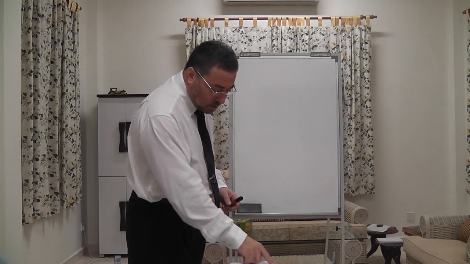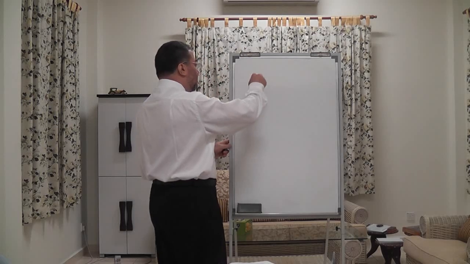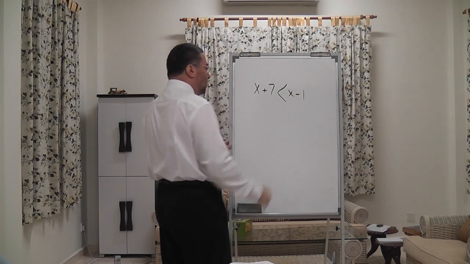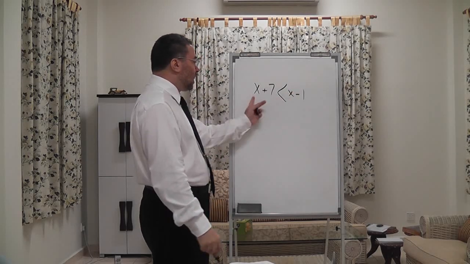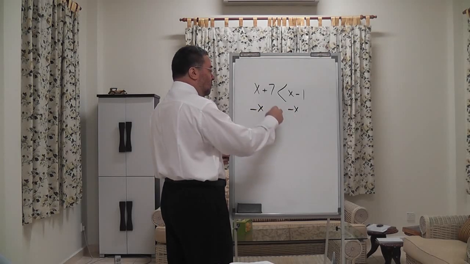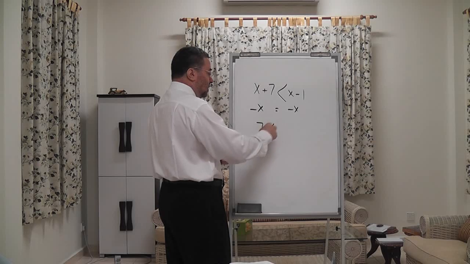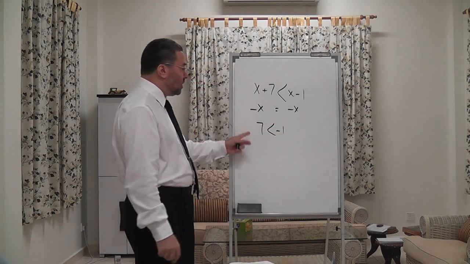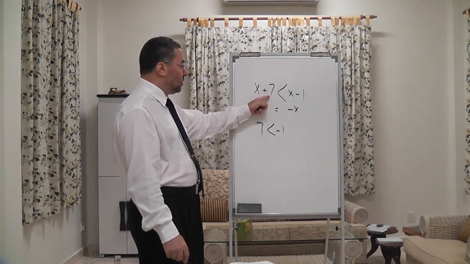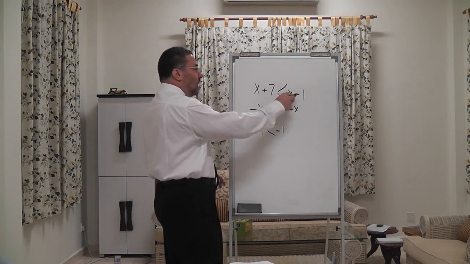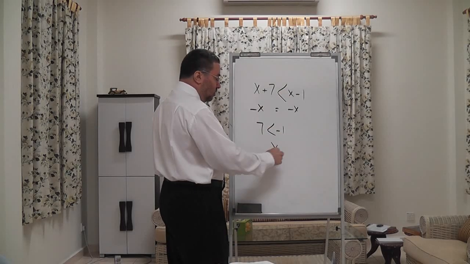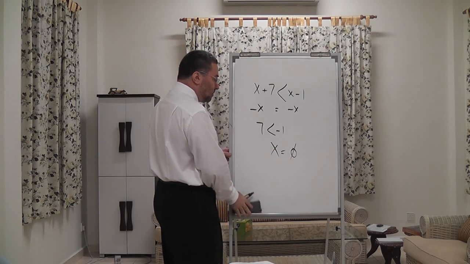Next is number 10, x plus 7 less than x minus 1. Here we have the same quantity x on both sides. If we remove this x, and minus x from both sides, we get 7 less than minus 1, which is impossible. So basically what this statement is saying is that if you have a quantity, you add 7 to it, it will be less than the same quantity after taking 1 from it, which is impossible. So here the solution is x equals null set.